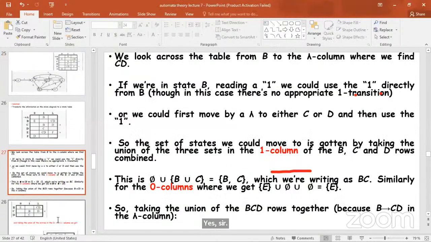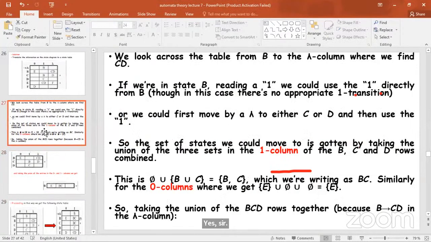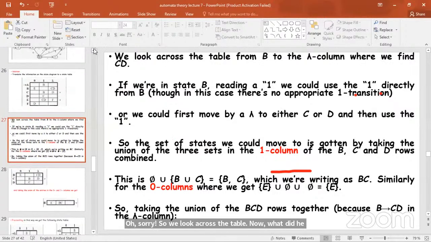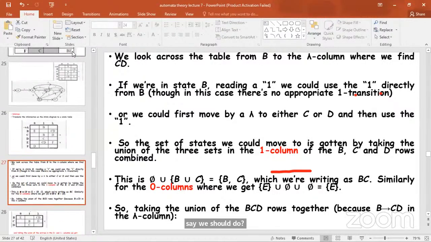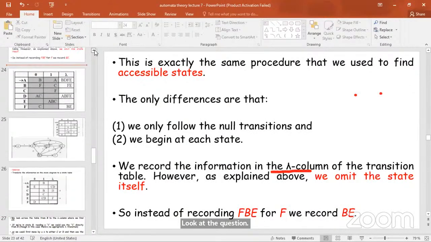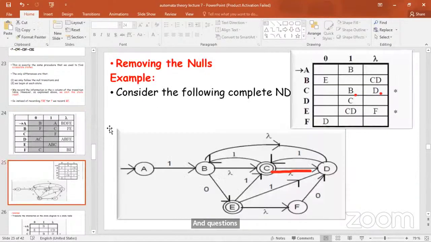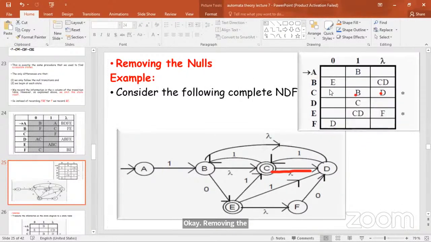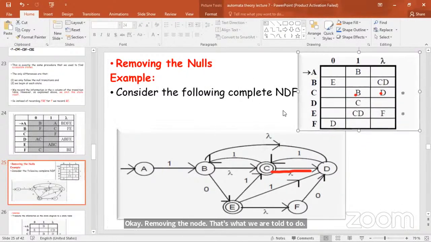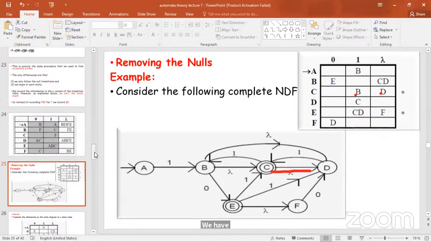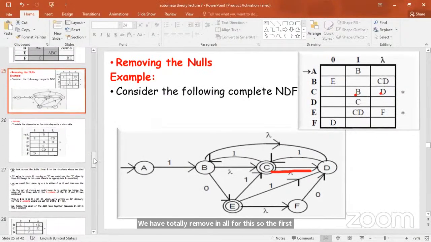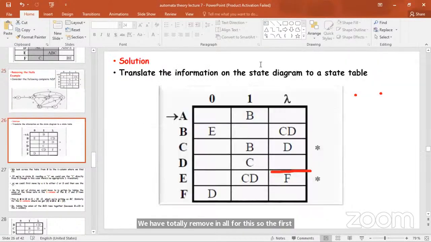So the next thing we are looking at is we look across the table. Now, what did they say we should do? Look at the question. Okay, removing the null. That's what we are told to do. We are told to remove the null for this NFA. So the first thing is to draw the state table. And I want to assume that you all know how to draw the table now from what I've just explained.